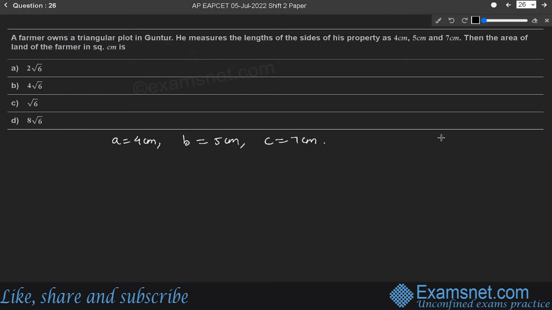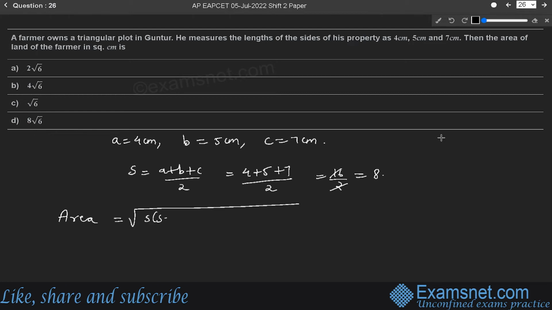We know that when 3 sides are given, we have to use the Heron's formula here. So first we have to calculate the semi-perimeter, which is S. It is equals to A plus B plus C by 2, which is equal to 4 plus 5 plus 7 by 2, which gives 16 by 2, which is equal to 8. So we can say that S is equals to 8. Area of a triangle is equal to under root of S into S minus A into S minus B into S minus C, which is equal to under root of 8 into 8 minus 4 into 8 minus 5 into 8 minus 7.